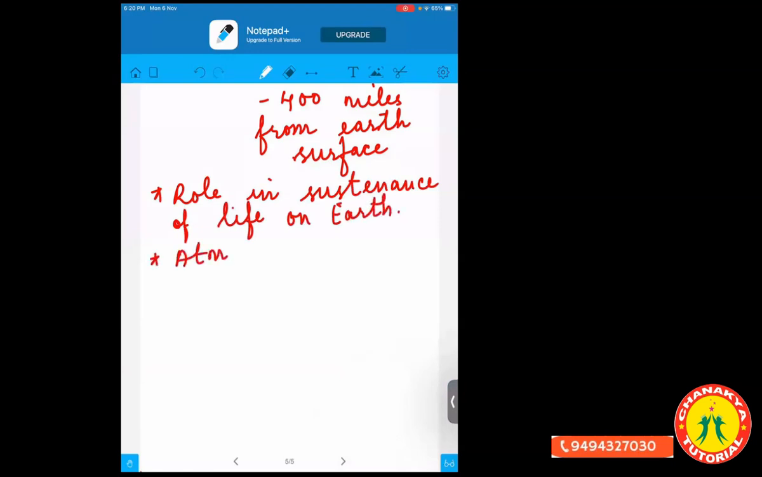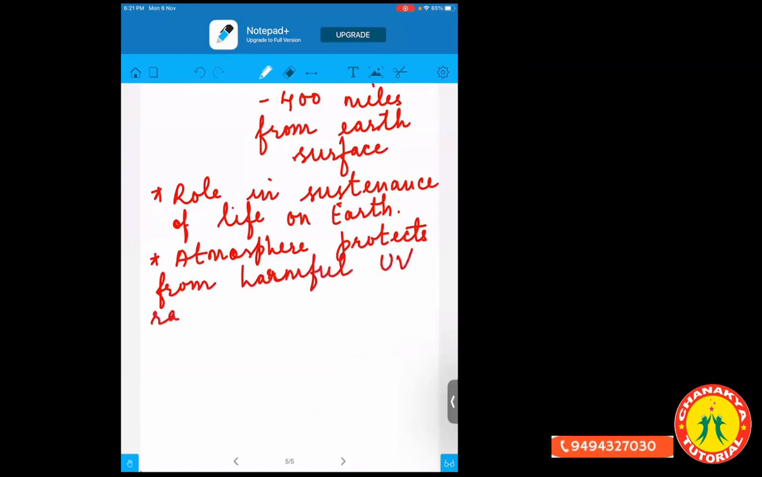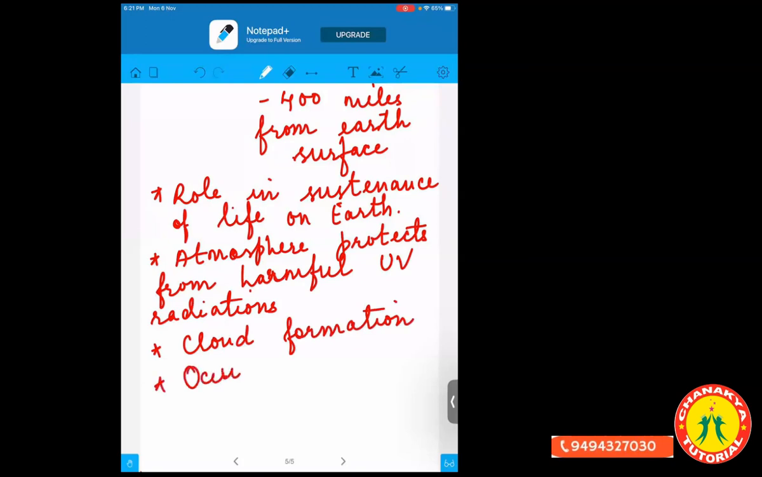Then the atmosphere protects us from harmful radiations. Harmful, I can say UV radiations, which are basically important for us. Then the atmosphere also plays a very important role in cloud formation. If the atmosphere is there, then only the clouds will be formed. Then it is also important for the occurrence of rain. So rain happens because of the atmosphere, because of the air.